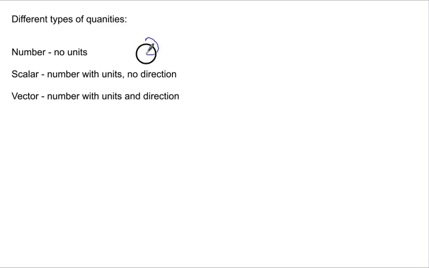So like 2 is a number. 2 meters is a scalar. 2 meters south is a vector quantity. Okay? And so sometimes whether we're talking about a number, scalar, or vector will just vary slightly in what we have to do.